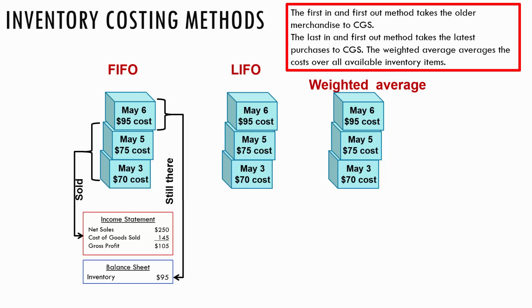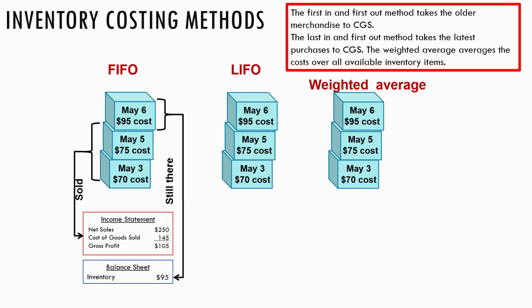So our total goods available under FIFO is $240. And the $240 is going to be split up such that cost of goods sold gets $145 of it, and ending inventory, which shows on the balance sheet, gets the other $95.